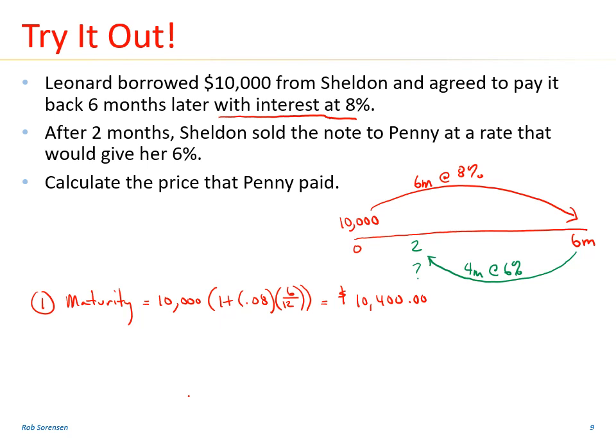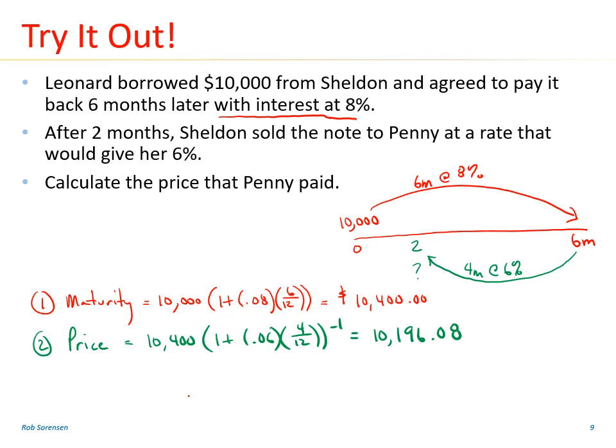And then we have to go to step 2 to find out the price that Penny's willing to pay. And don't forget, Penny wants to collect the payment that's due at the 6-month mark. So that's what we're interested in. So we're going to take that 10,400 and we're going to now discount that or bring that back at her rate of 6% for the difference in time of 4 months. And if I put all that in there, and if you put it in correctly too, you'll get $10,196.08. That's the price that Penny would be willing to pay.